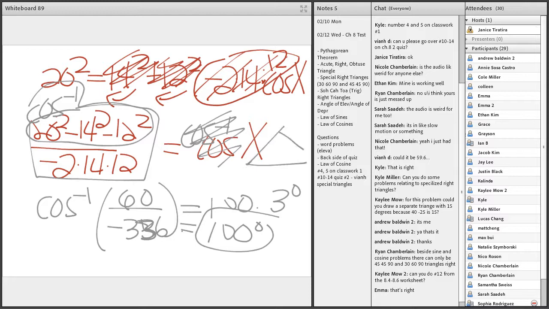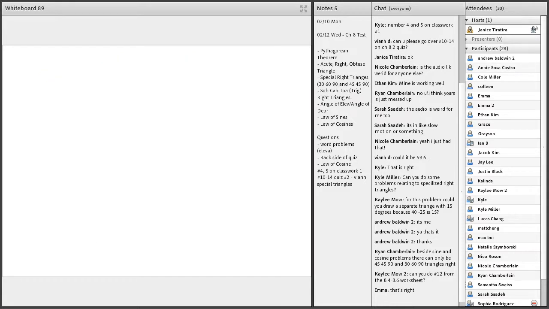Because if you look back at your old picture, 20 was the biggest side. So this should be the biggest angle. So it's okay if it's obtuse, okay? So that's the law of cosine.